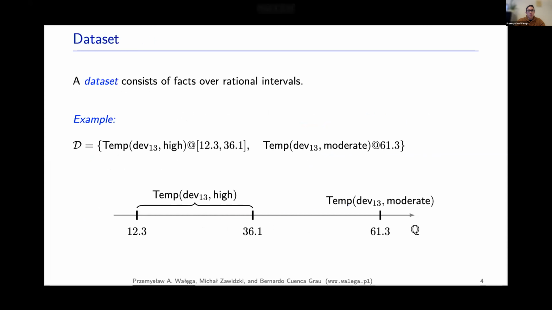So the setting is that we want to perform reasoning on top of two components, a dataset and a program. The first component is a dataset. It looks like this: Datalog facts, however each fact, for example that device 13 has high temperature, is stamped with an interval of a rational timeline. So we consider the rational timeline. For example, this fact says that it holds continuously from 12.3 up to 36.1. We can also have facts which hold in single time points, of course.